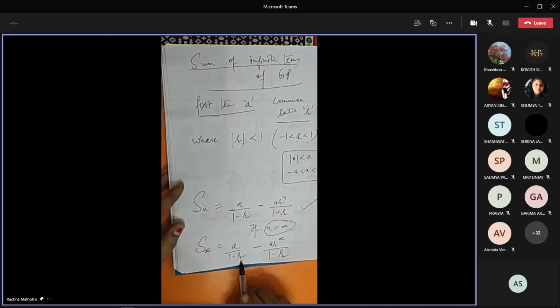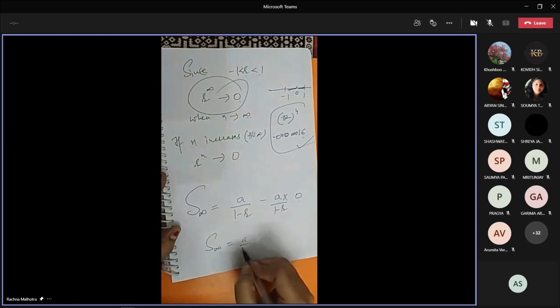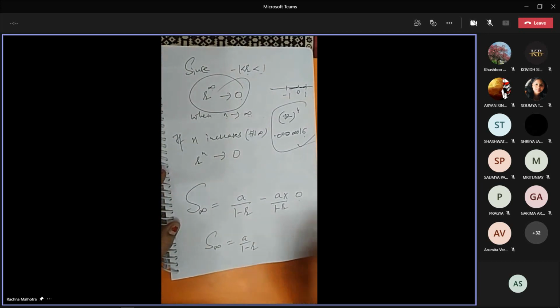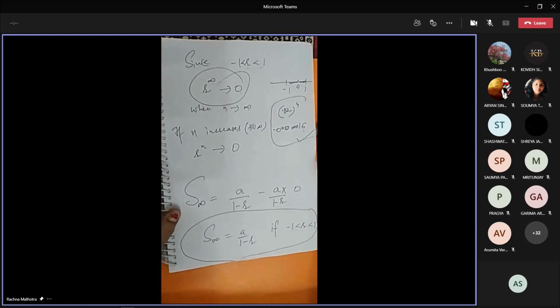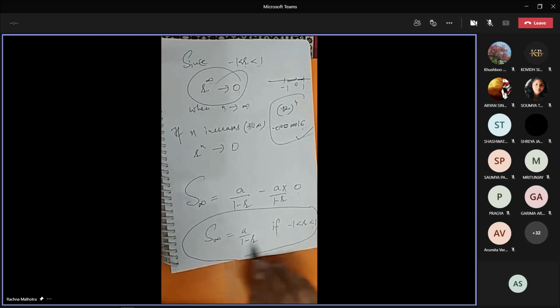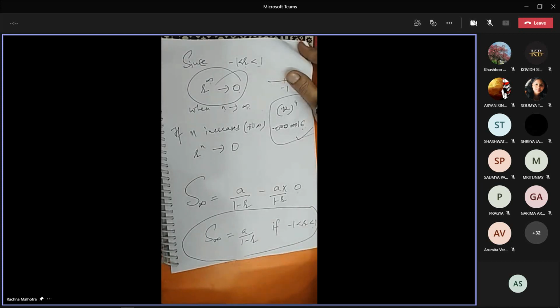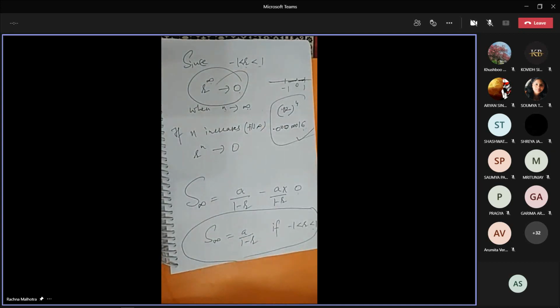So this is 0. If this is 0, then we will get the formula S infinity equals a by 1 minus r. And what is the restriction for r? You can use this formula only in that case, if r lies between -1 and 1. Only in that case you can use the formula. Otherwise we will get a different answer. Okay, now r lies between -1 and 1. What about if r is equal to 1 and greater than 1? Shall I proceed? Please tell me, should I repeat or should I proceed?